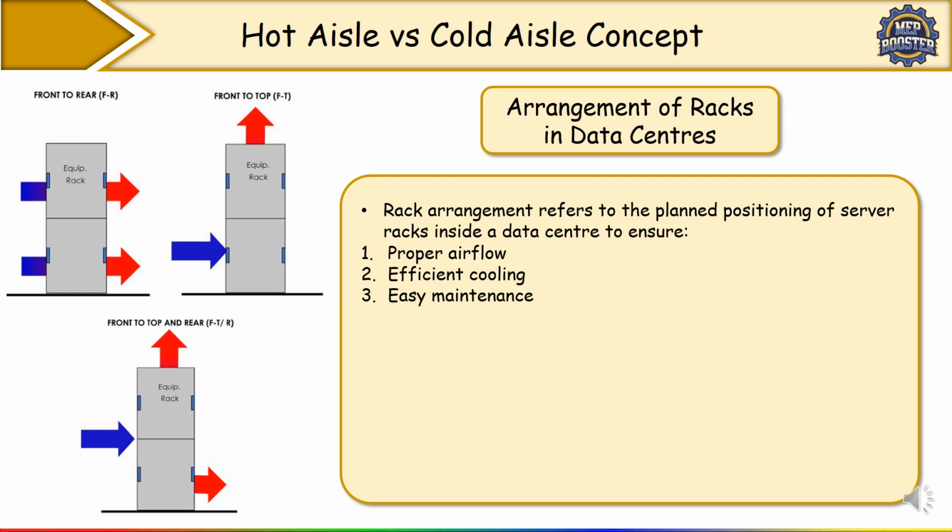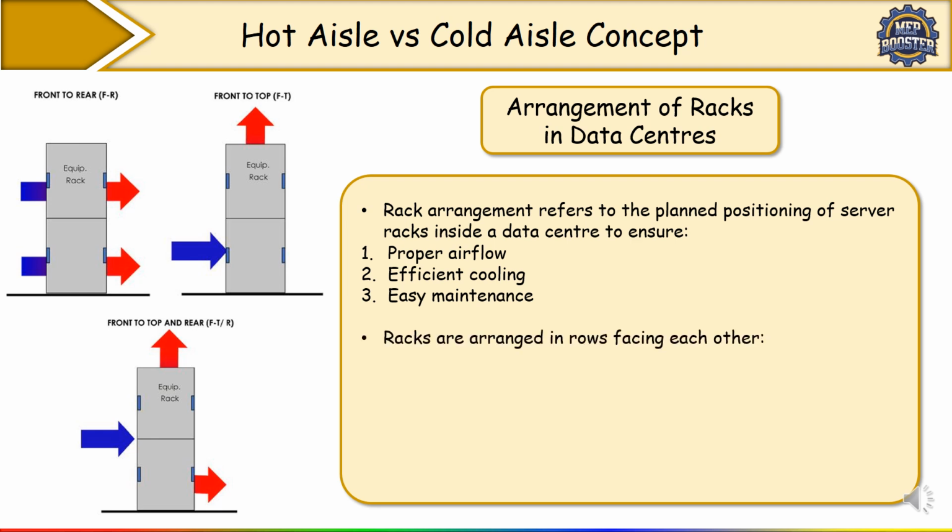And the second is efficient cooling. A good arrangement supports the hot air sleeve and cold air sleeve concept. Cold air goes to the server front and hot air is removed from the rear. This reduces cooling energy and prevents overheating. And the next one is easy maintenance. That is why, remember, rack arrangement is very important.